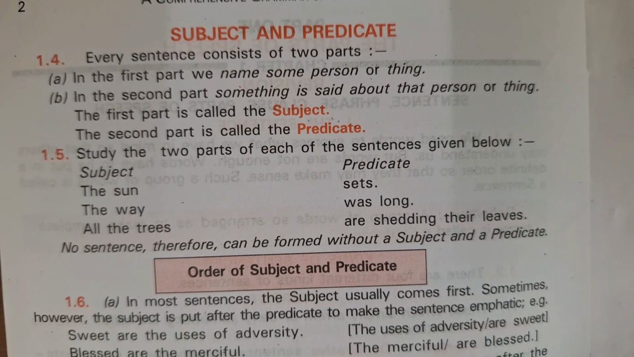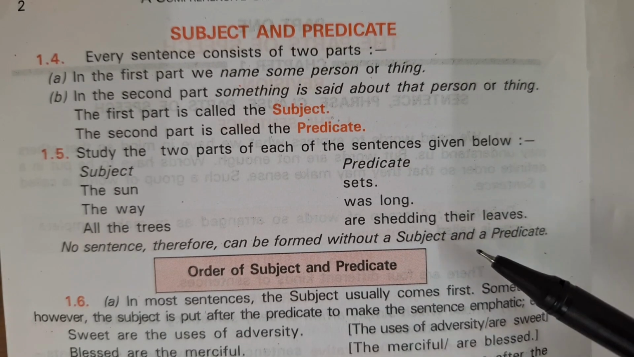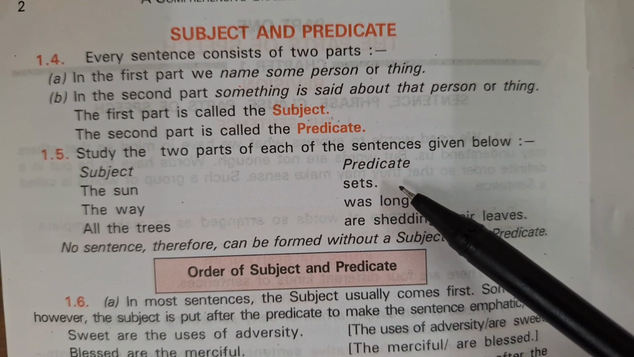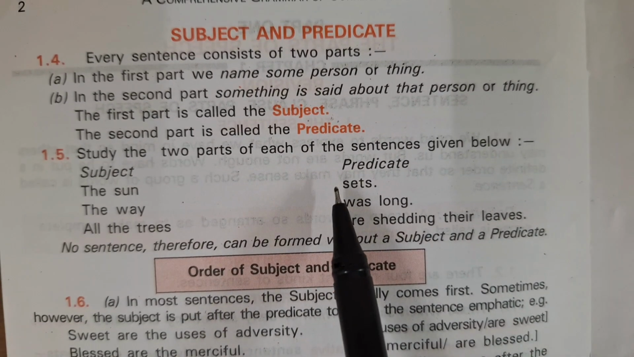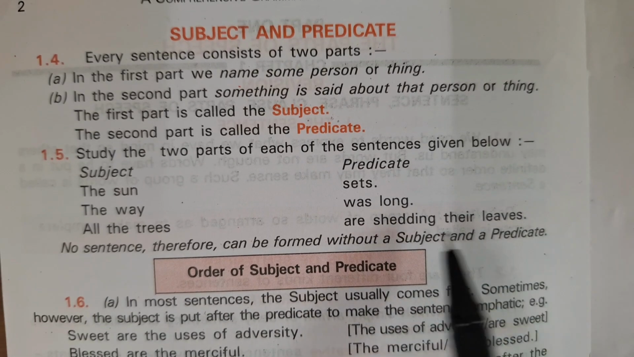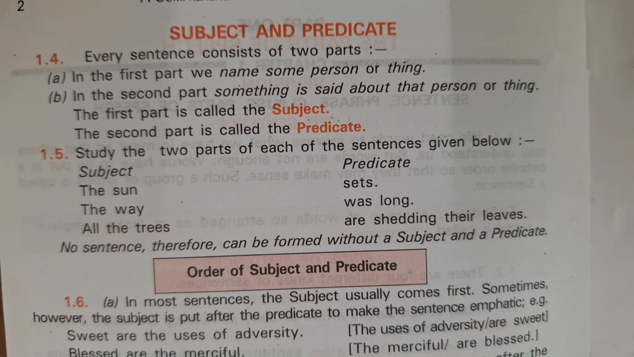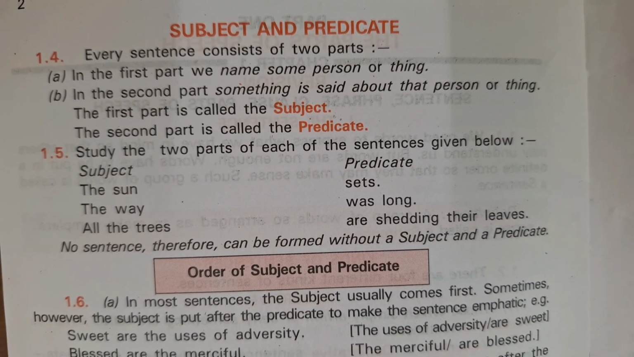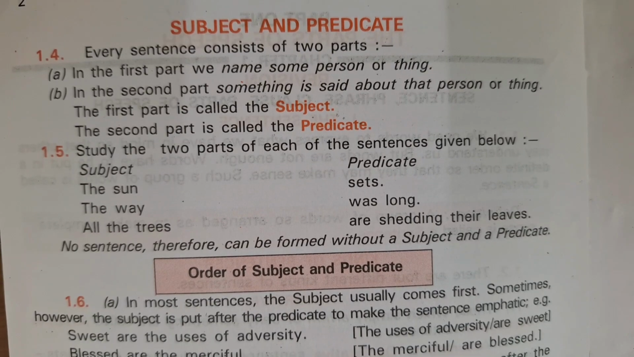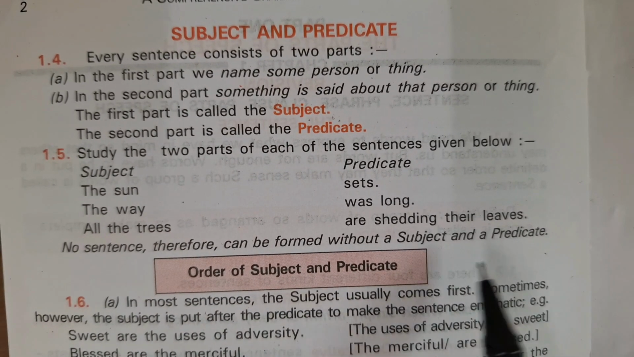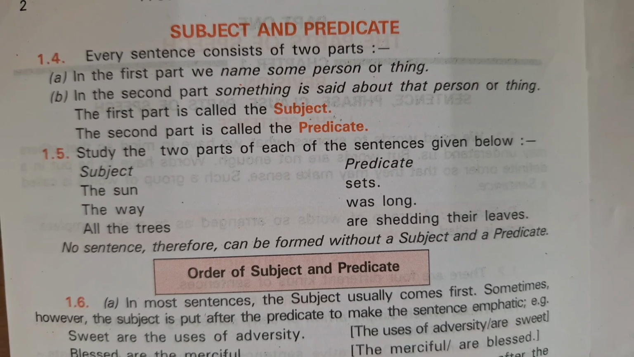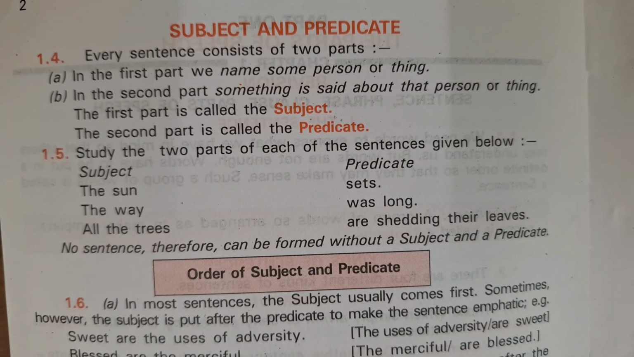Now students, as you can see, in all these three predicate parts of the sentences, "was", "are shedding", these are all verbs. So what conclusion do we reach? We reach the conclusion that the predicate part of the sentence will always contain your verb. This is how you can identify your predicate part of the sentence. Now, no sentence therefore can be formed without a subject and a predicate. So it is mandatory that a meaningful sentence should have both a subject and a predicate.